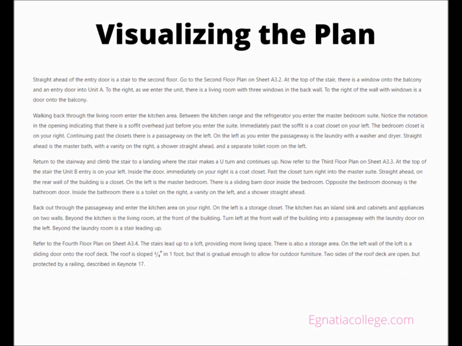Straight ahead, on the rear wall of the building is a closet. On the left is the master bedroom. There is a sliding barn door inside the bedroom. Opposite the bedroom doorway is the bathroom door. Inside the bathroom there is a toilet on the right, a vanity on the left, and a shower straight ahead.